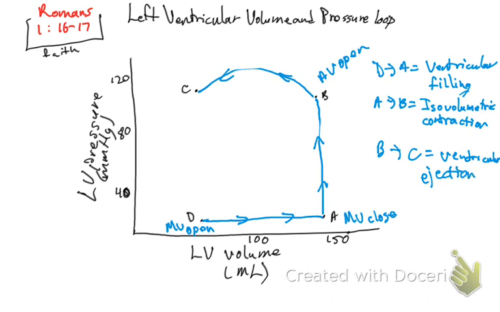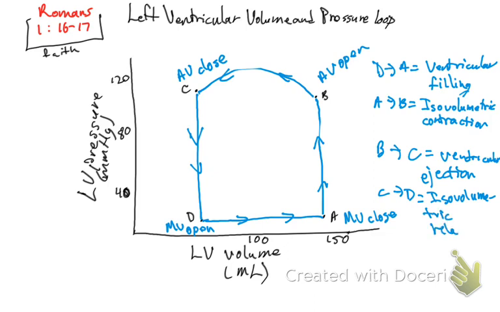And then at C, the valve that was open is going to close. That means your aortic valve is going to close. And then what do you think is going to happen from C to D? From C to D, it is isovolumetric relaxation. Okay, so basically this is how the loop works.